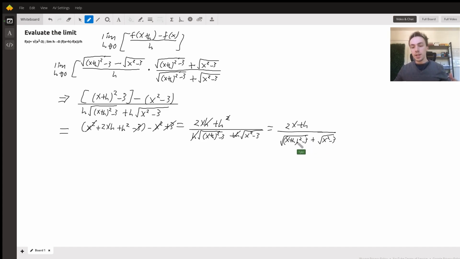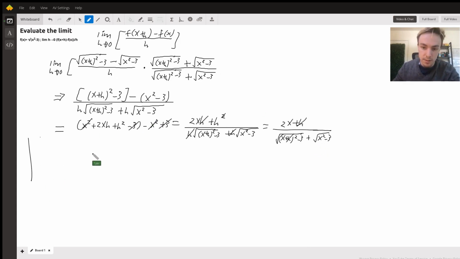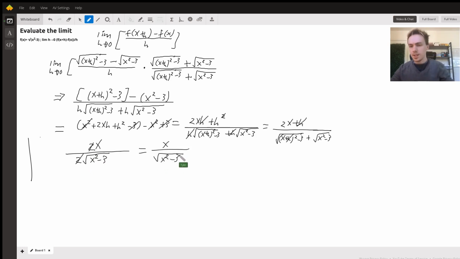And now, as you take the limit, you'll see that this thing cancels out, and we're just going to be left with the function 2x over 2 times the square root of x squared minus 3. Those 2's will cancel, and we're left with x over the square root of x squared minus 3. I've run out of time, so hopefully this uploads. This is just gotten from taking the limit, right? As h tends to 0, the h's will cancel out. You can treat them as being 0, and then this is the function in the end.